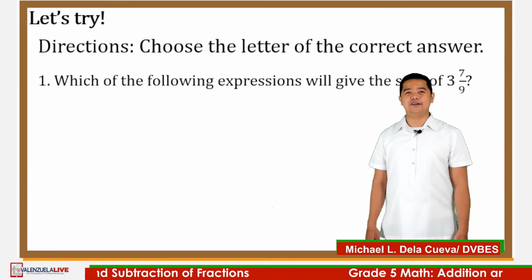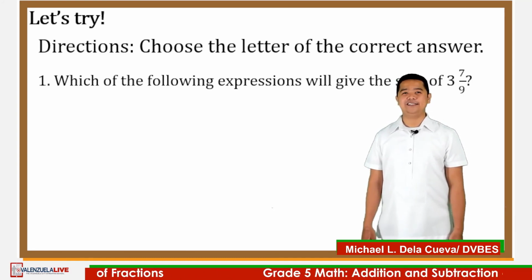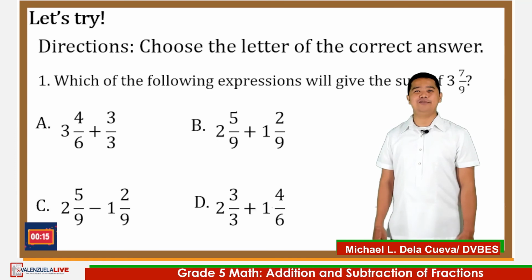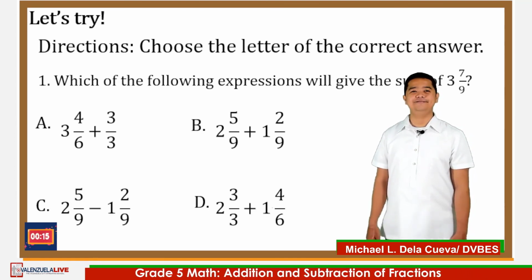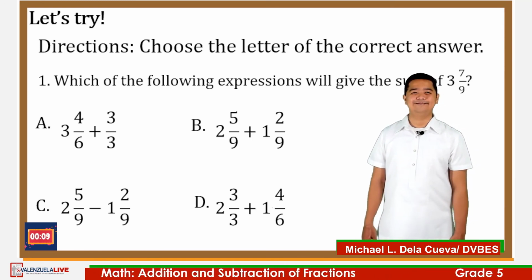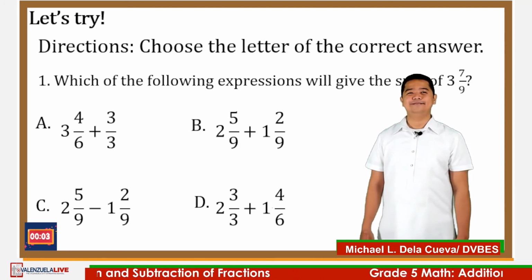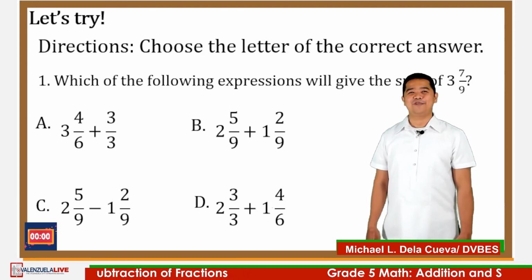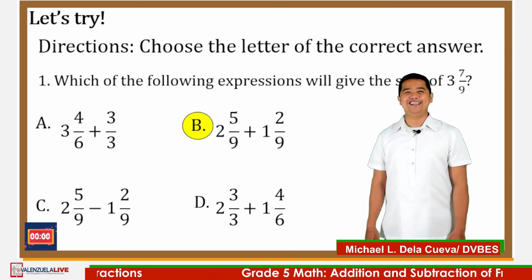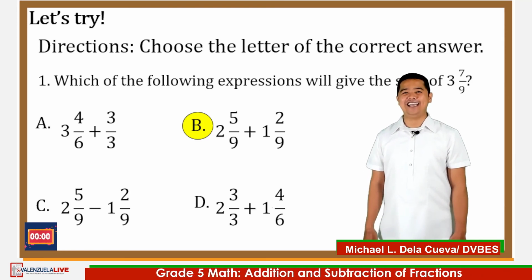Okay, for our last number, which of the following expressions will give the sum of 3 and 7/9? These are the choices. And your timer starts now. Okay. The answer is letter B. 2 and 5/9 plus 1 and 2/9 will give the sum of 3 and 7/9.